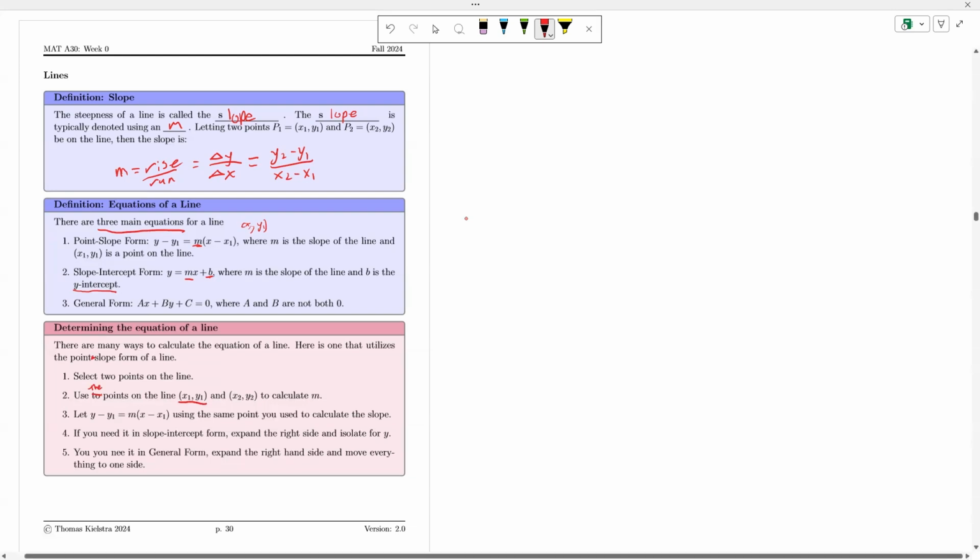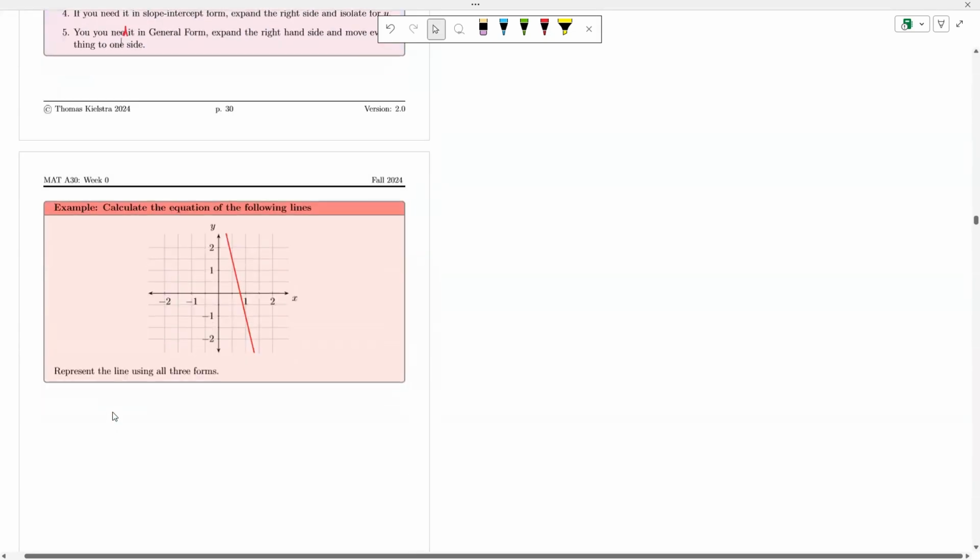If you need the slope intercept form, expand the right side and isolate for y. If you need the general form, expand the right side and move everything to one side. I like this because it's super straightforward. Calculate m, plug in. If you need to isolate for y to get your slope intercept form, just expand and move everything over. You need general form, expand, move everything over to the other side.